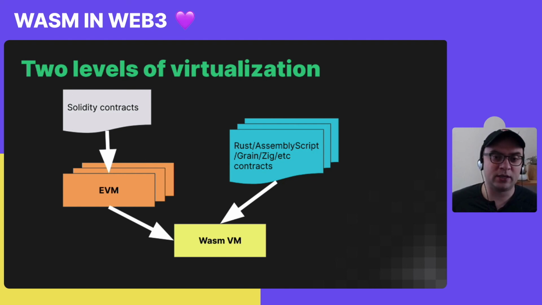We haven't even piped all of the host functions from the EVM into our host functions. So many of the host functions inside the EVM are actually run in WebAssembly, which makes it quite suboptimal, but it still works. And obviously, Rust, AssemblyScript, Grain, and Zig are all executed as first-class citizens, without extra layers of virtualization, directly on our Wasm virtual machine.